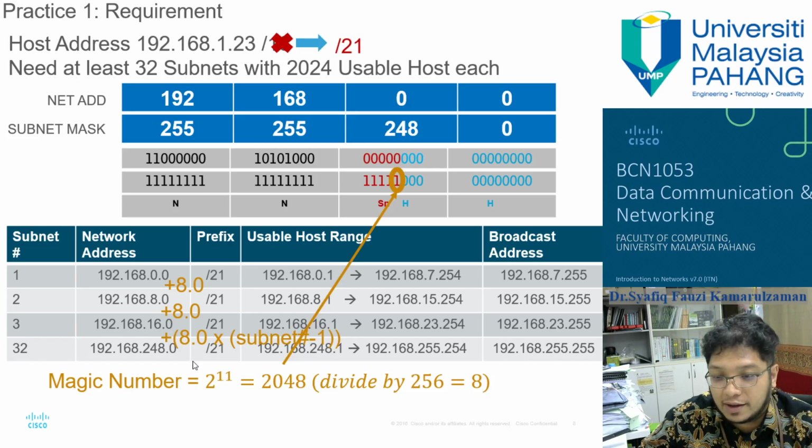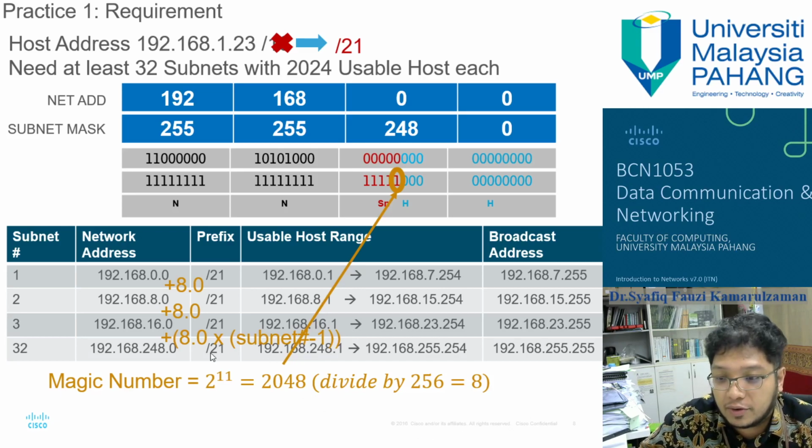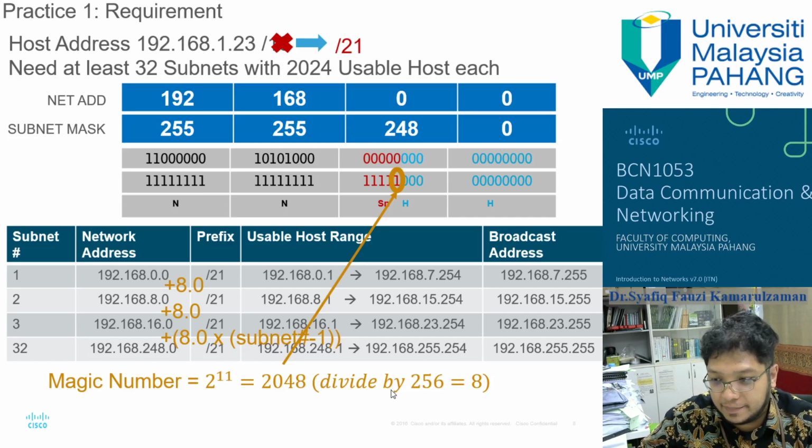And in order for you to simplify how you get up until 32, you will do plus 8 times the subnet number, subtract 1. So to get the 32nd subnet, you just do plus 8 multiplied by the subnet number subtract 1, which is 31. 8 times 31, you will get 248. So you have the maximum value as 255 and 255.